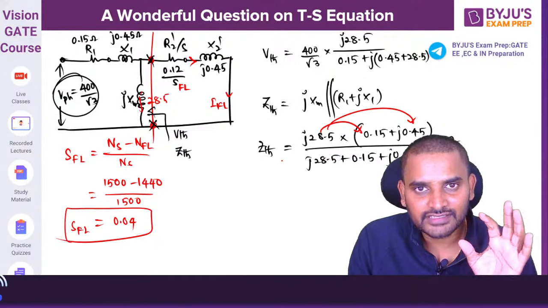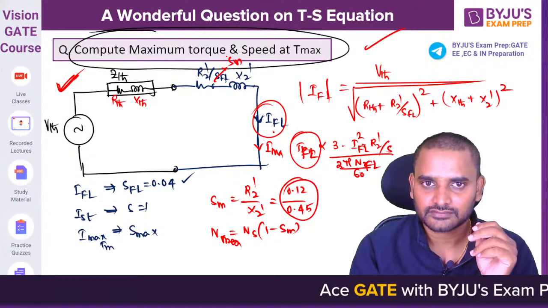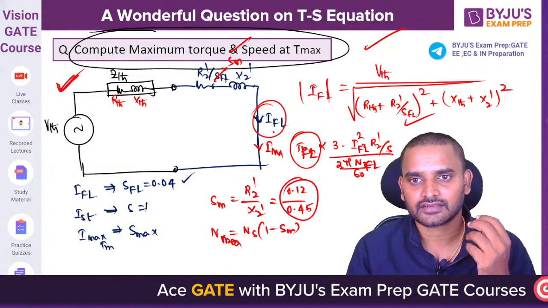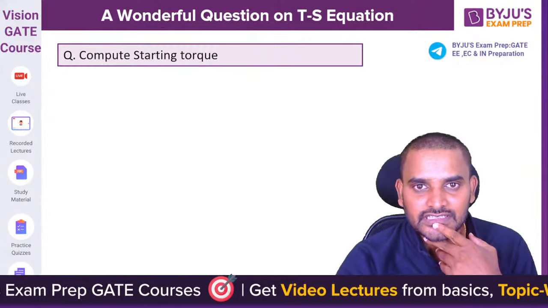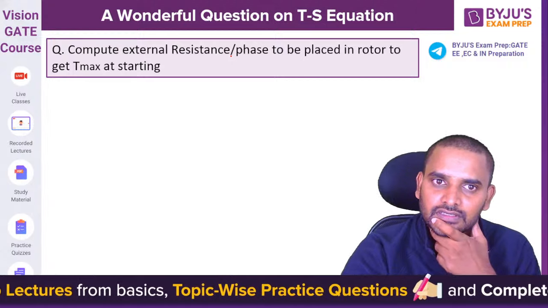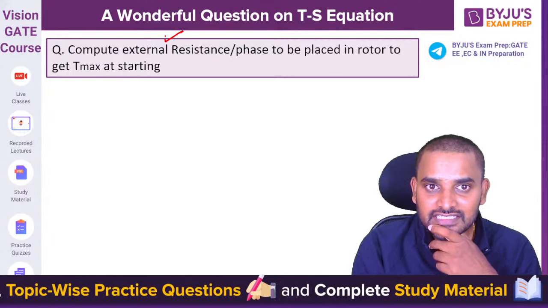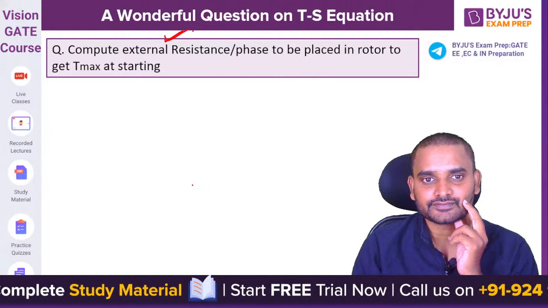Okay. So once you get these values, please substitute in this formula. You'll get current, you'll get slip, and you'll get torque. Got it? In the same way, starting torque also. The same way for the resistance corresponding to maximum torque at starting.